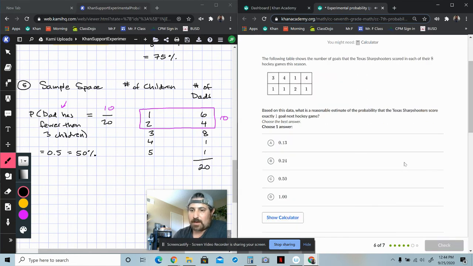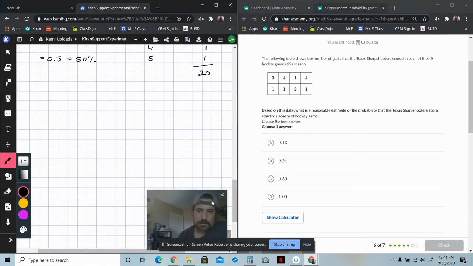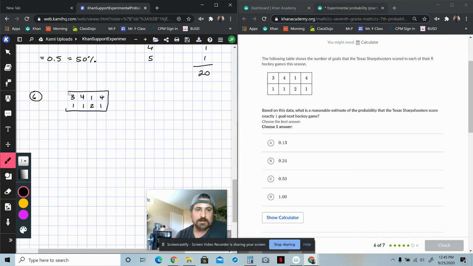And then the next one, let's do this one over here, 6. And it says, all right, we got some data again. So it's another sample space here. We got 3 and 4, and write that out. 4 and 1. And I'm writing out so when you guys look at this, you can see the sample space. Otherwise, you wouldn't have an example of the sample space. 1, 1, 2, 1. So there's our table of values that they've given us.